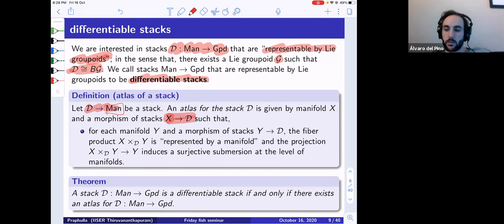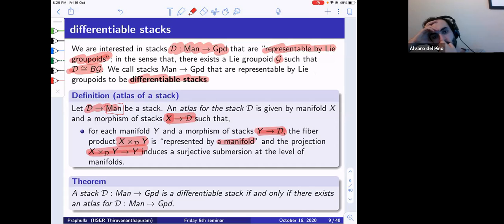I want this morphism of stacks to satisfy some nice conditions. The first condition is that it is representable. That means if I take any morphism of stacks Y to D, where Y is an object of the category of manifolds, then this fiber product is representable by a manifold. The other condition is that I want the second projection to be a surjective submersion.